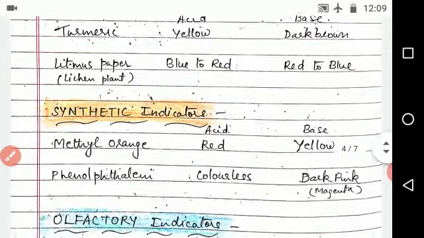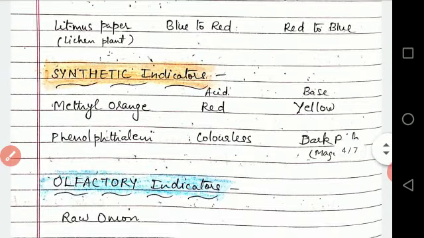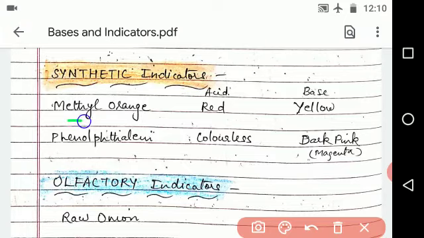Next is synthetic indicators. Synthetic indicators are formed in the laboratory. Examples are methyl orange and phenolphthalein. Methyl orange gives red color in acidic medium and yellow color in basic medium. Phenolphthalein remains colorless in acidic medium and dark pink or magenta in basic medium.